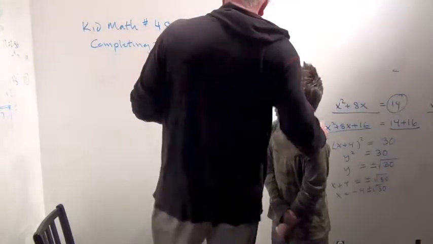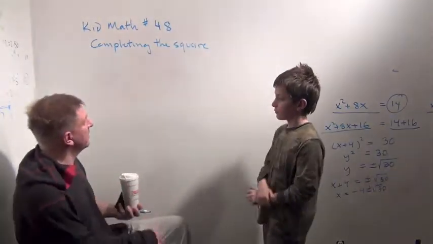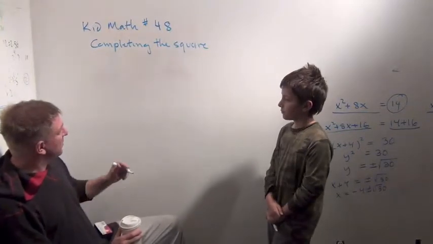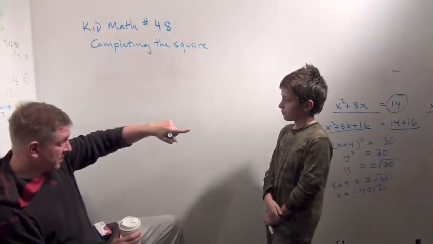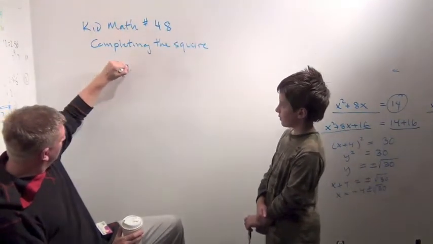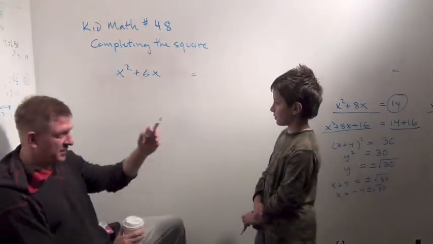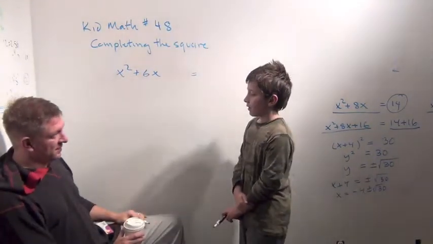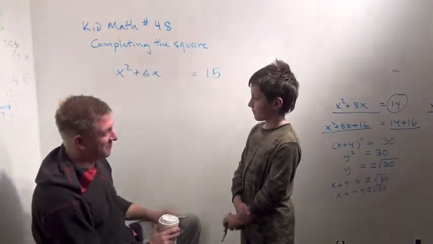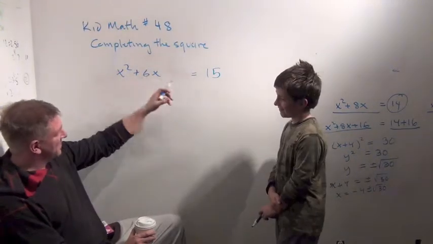KidMath number 48. So we moved on to our new section of our problem solving algebra book today, and it was about completing the square. We're going to do one pretty simple, basic example, but it's going to be a problem you've never seen before, because I'm going to make up half of it and you're going to make up the other half. x squared plus 6x equals, give me anything you want. 15. 15, okay? I was hoping you would say pi, but oh well. Okay, x squared plus 6x equals 15.